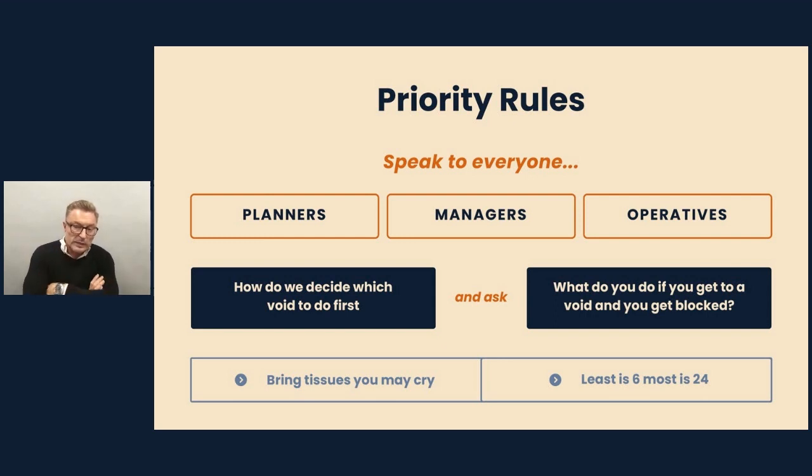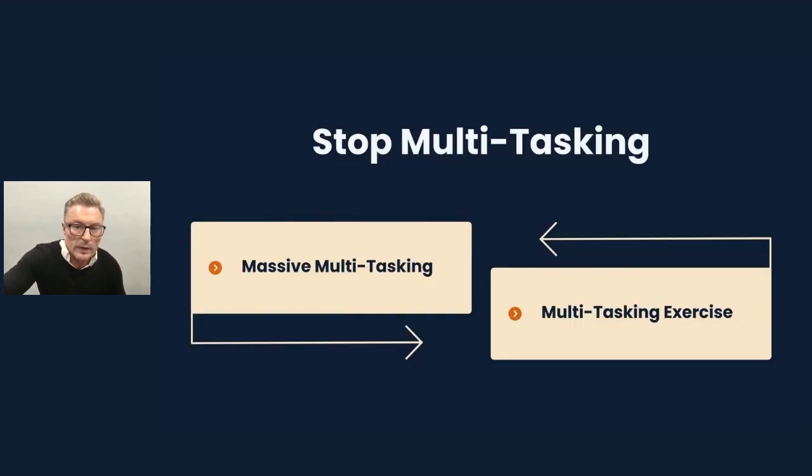I'm going to give you a simple system for doing this, but what we find happens most in voids is if someone gets blocked, they stop and go on to the next void, and now we have a system where we're not only multitasking, but we're working out of sequence. So get the voids on the wall. Second, speak to lots of people and ask them about the priority rules, what determines which void goes first, and you'll start to get insights as to what's happening in your system. Because we want to stop multitasking. We want to stop working on lots of little bits of voids.